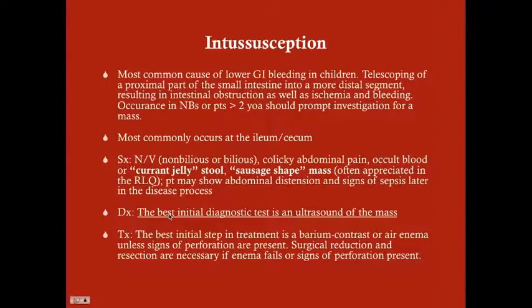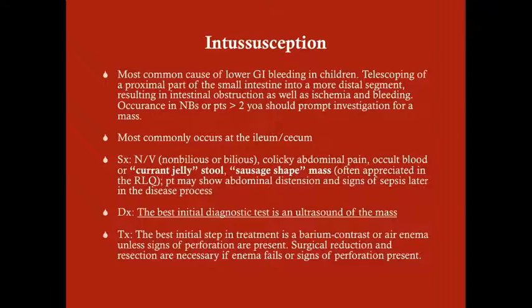The best initial diagnostic test when you suspect intussusception is an ultrasound of the mass. What you're looking for is a target sign, and that target sign is very characteristic of intussusception. The treatment is going to depend on what stage you're in. Most of the time, the best treatment is going to be a barium contrast or air enema, and that will also confirm your diagnosis. And once you do that, because of the pressure moving backwards, moving proximally against the way the intestine is telescoping, it'll relieve the intussusception. So it's both diagnostic and therapeutic.